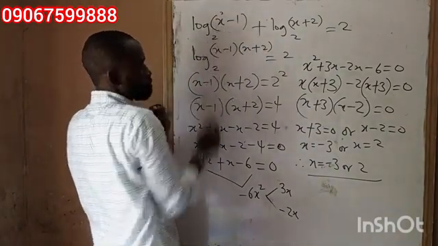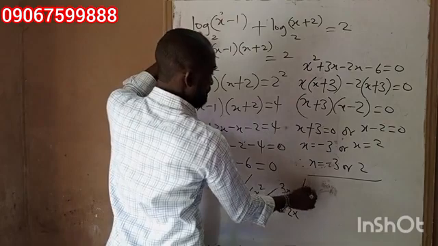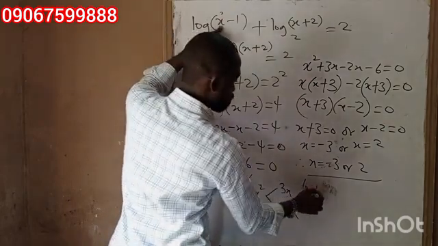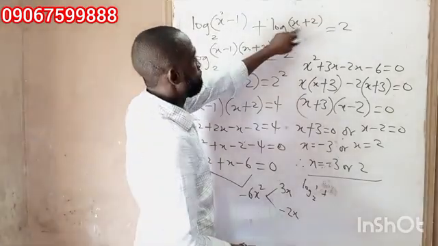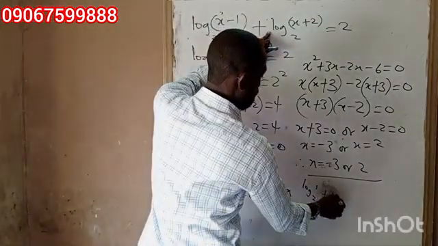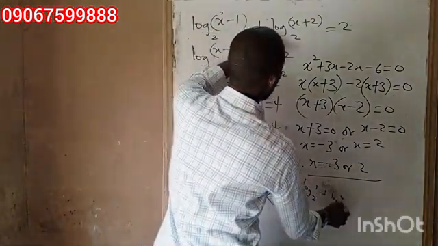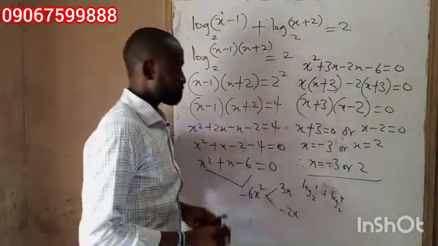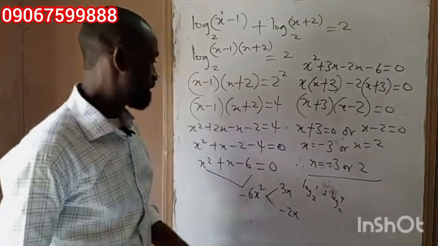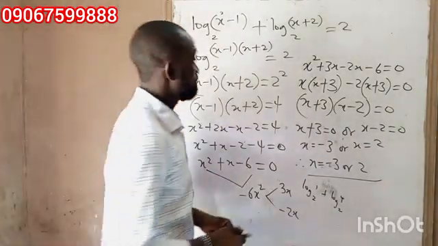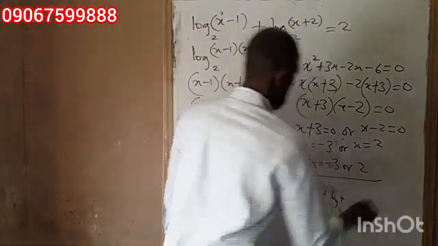If I put 2 here, what am I having? 2 minus 1, which is 1. So this one will be log of 1 base 2 plus, when you put 2 here, above 4, log of 4 base 2. Will that give us 2? This is 2 minus 1, that is 1. Yes. Then this one gives us 2.